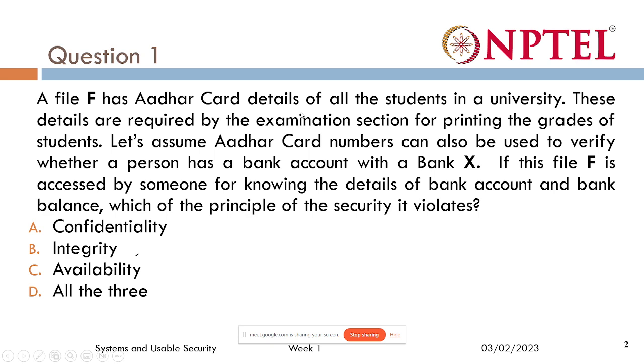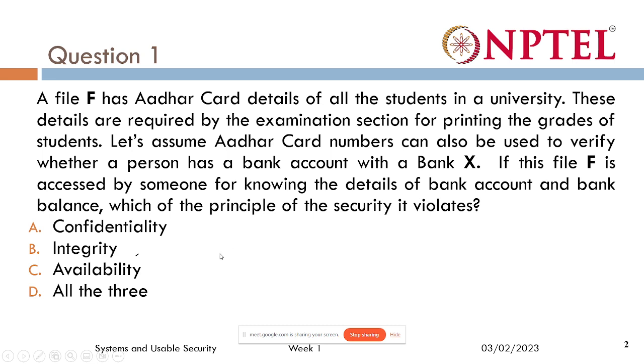Given a file F, it has Aadhaar card details of all the students in a university, and these details are required by the examination section when they want to print the grades of the students. Let's assume with the Aadhaar card number we can verify whether the person has a bank account with the bank X. So if the file F is accessed by someone for knowing the details of the bank account and the bank balance, then which of the principles of security does it violate?